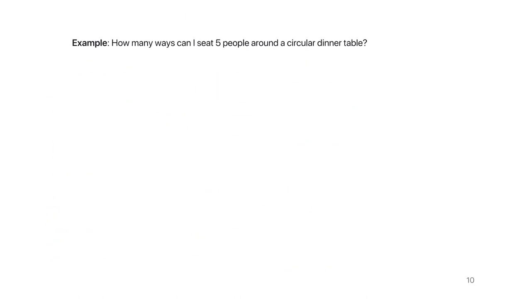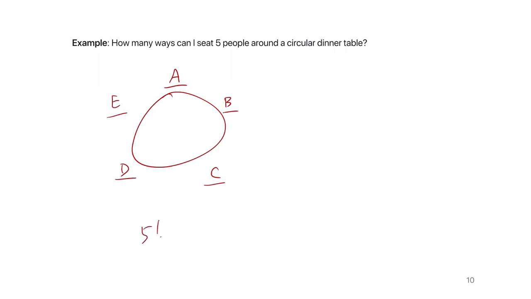Cool. And the last little example that I want to look at is, how many ways can I seat 5 people around a circular dinner table? Okay? And so the best way is just to look at a picture. That's not really a circle, but whatever. So okay, A, B, C, D, and E. Okay? So the easy answer would just be to say 5 factorial. 5 options for the first spot, 4 for the next, and so on and so forth.